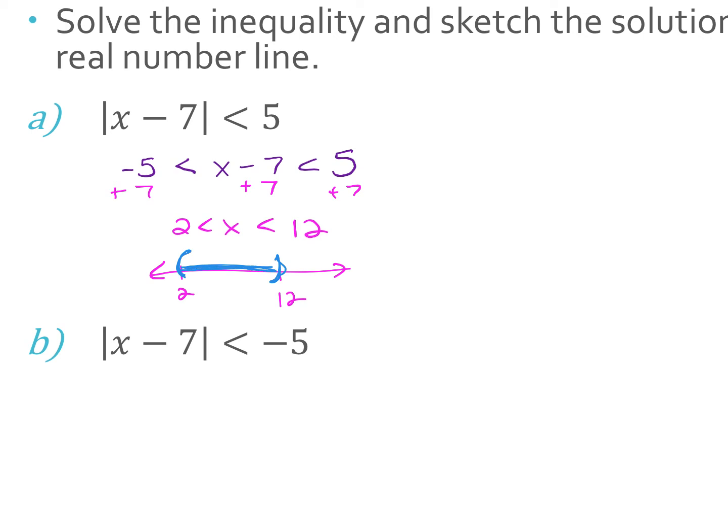How do you know which way to put this on? Once it's isolated, so like if there was a 2 on the front of this, I'd want to get rid of the 2 first. But once you've got just the absolute value, read it in your head. And that is absolute value of this is less than 5. When it's a less than, it's an and statement. So you keep it together.